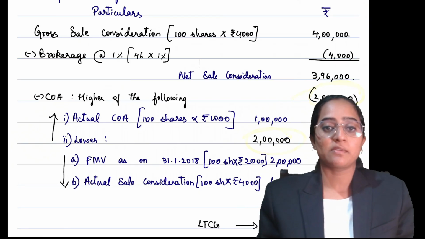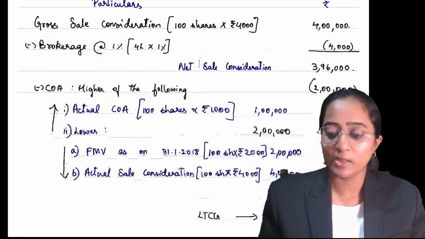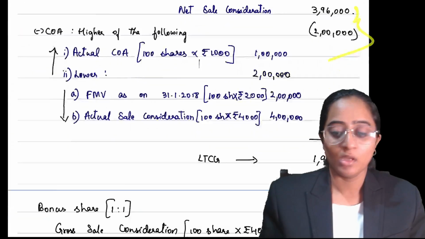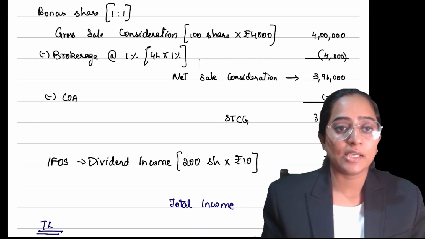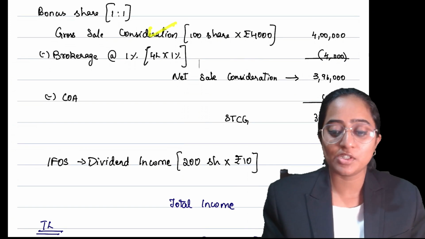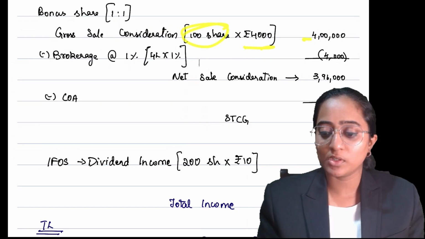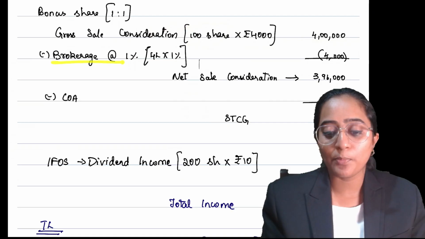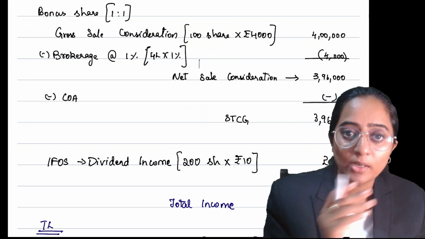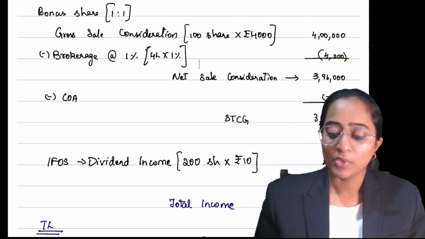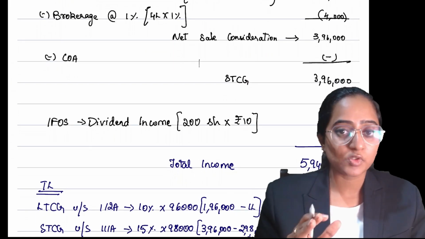I have considered my cost of acquisition to be 2 lakh. Now whatever the gain which I get over here is going to be a long-term capital gain. This is long-term capital gain for original shares. For bonus shares, what you're going to do is that whatever sale consideration, 100 shares, 1:1 ratio we have already seen, 100 shares multiplied by 4,000, you're going to get 4 lakh. Now, whatever the brokerage, at the rate of 1%, 4 lakh into 1%, you're going to get 4,000. Whatever net sale consideration.